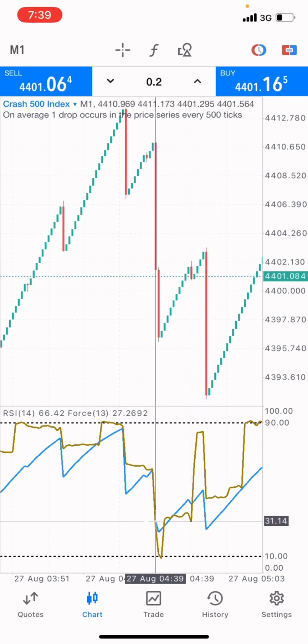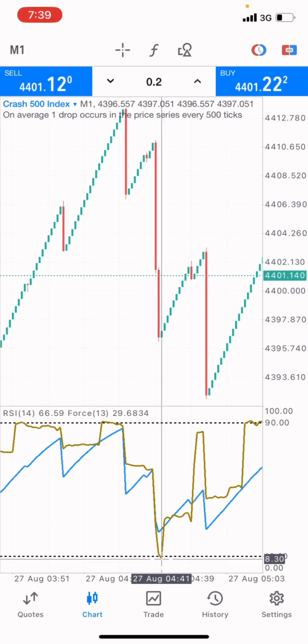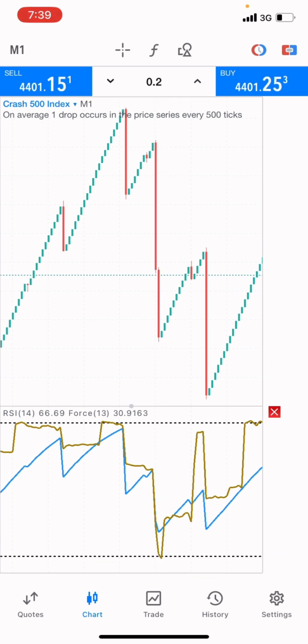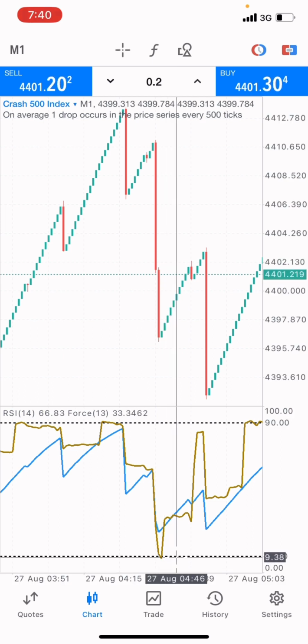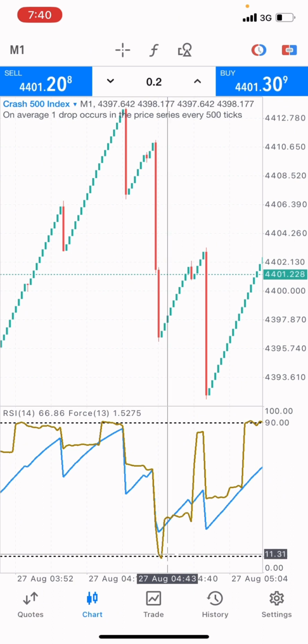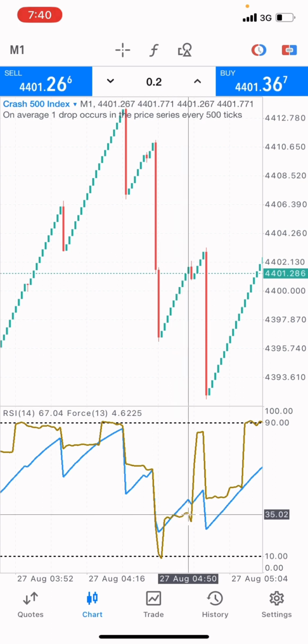So at this point it already spikes, and it's at level 10 right here. At level 10, you start taking your candlesticks at this entry position, just as you can see. Then immediately it curves down.